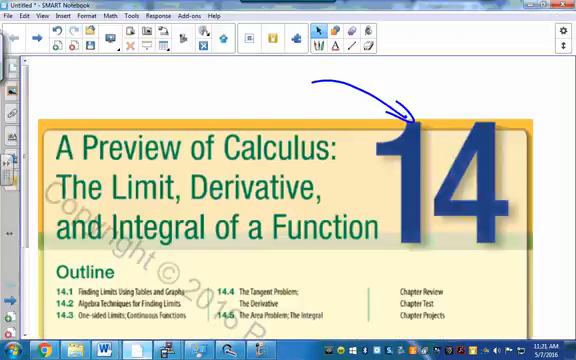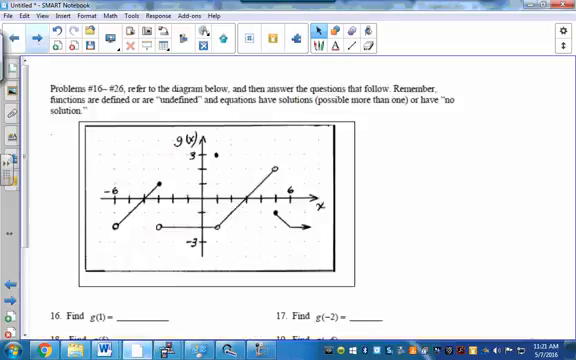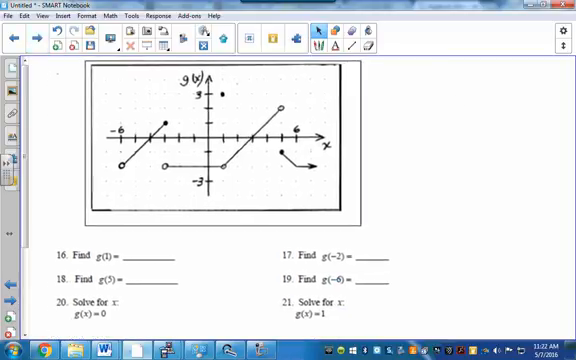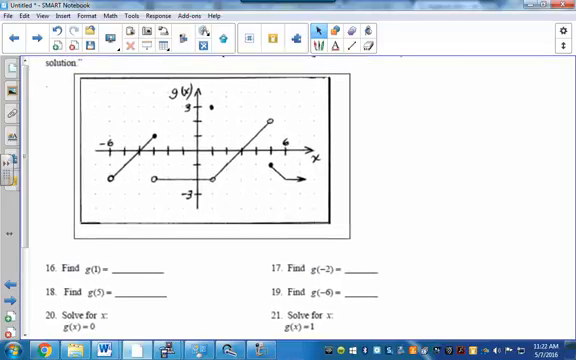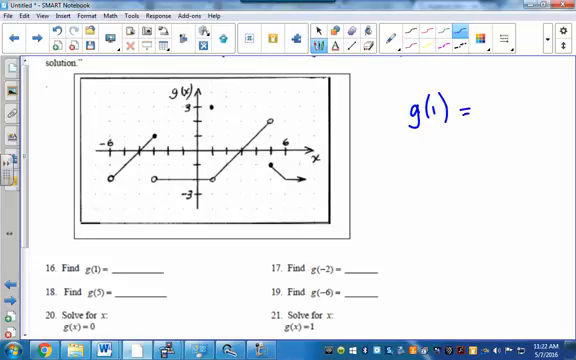I want to start this by looking at something that you had way back in September. This is from your very first test back in the third week of September. And this was a graph of a piecewise defined function. It had various line segments and holes and points sort of floating around somewhere. And you were asked to find, for example, in number 16, g of 1.